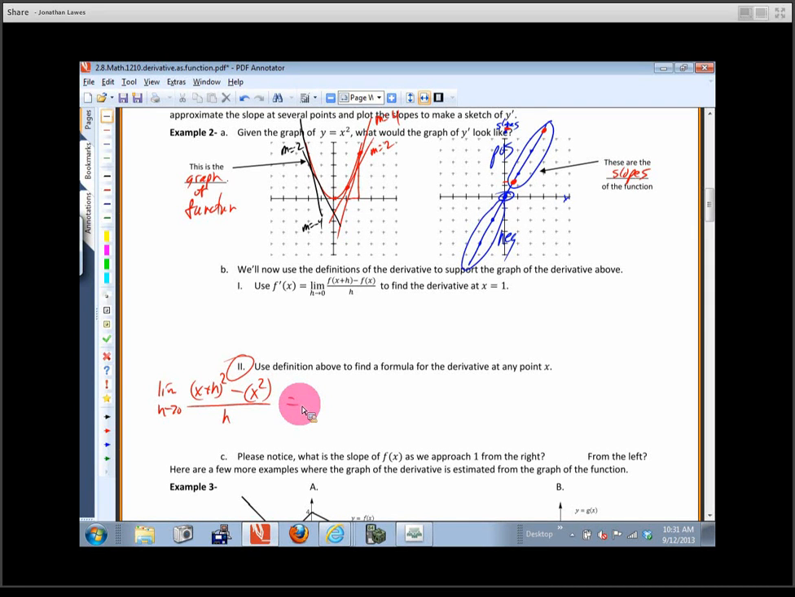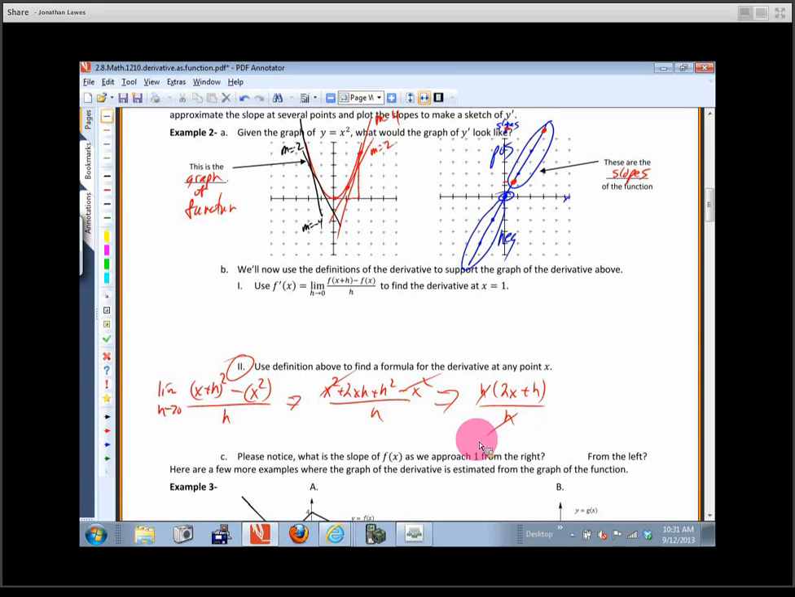Many of you did this on the bonus question. Okay? It was even more difficult than this one right here. The only thing you need to be careful of is make sure that you get this right when you square it out. 2xh plus h squared minus x squared over h. I get rid of the x squareds. I factor out an h. I'm left with 2x plus h over h. And then I cancel the h's.